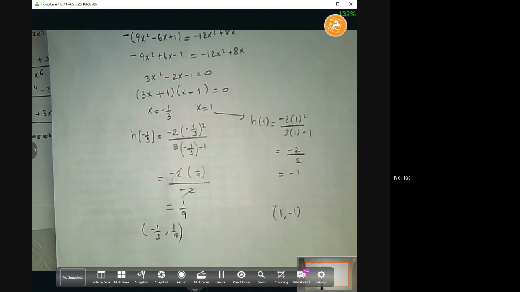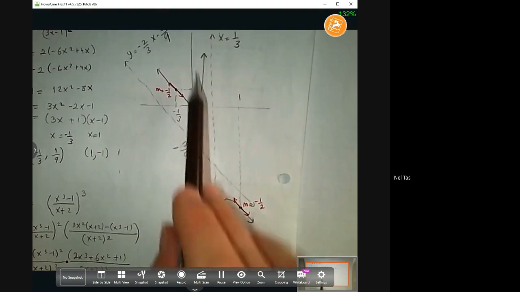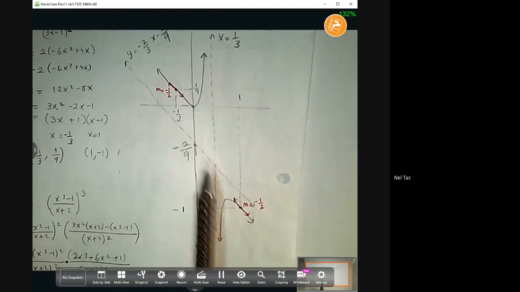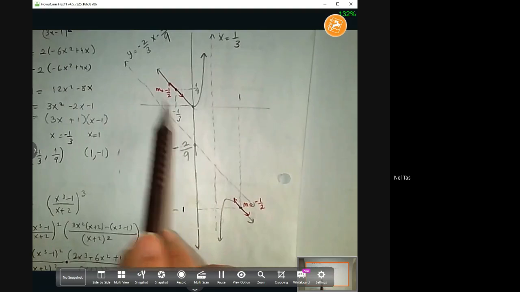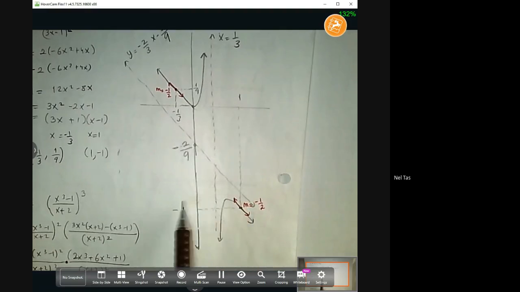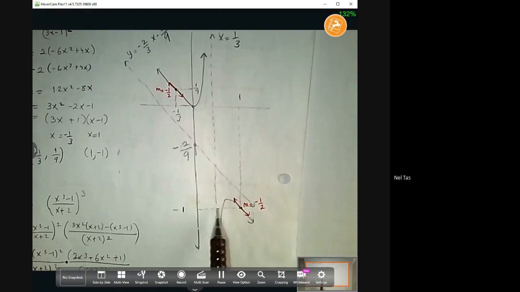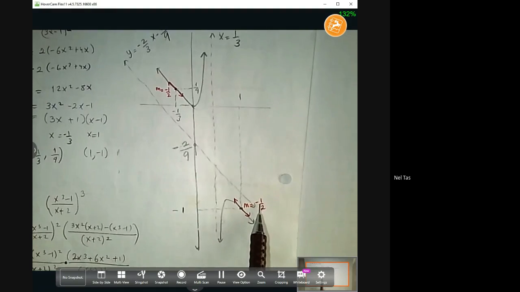So just to demonstrate what we calculated here, I have the drawing from before, so I'll show you that. Okay. So that is the function negative 2x squared over 3x minus 1. So we got the points, which is negative 1 over 3 and 1 over 9, and 1 and negative 1. And at those points, if the tangents are drawn, the slopes are negative 1 over 2.